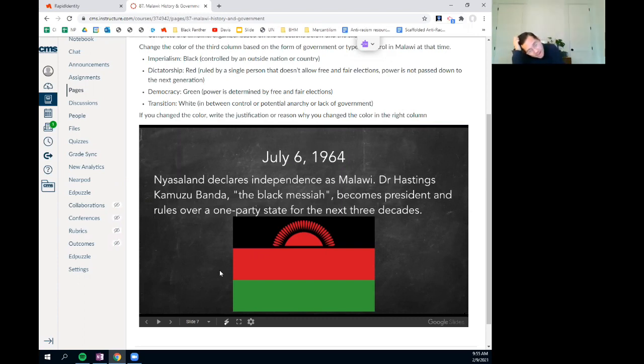What do you think? Yeah, why red? What clues here tell us that this needs to be red? What clues do you see in here that this becomes more of a dictatorship at this point? One person ruling, right? One party system, only one party. You don't have opposing parties in elections. And this person ruled for how long? Dr. Hastings Kamuzu Banda, how long? 30 years, okay? So we're going to shift that, right? So we've got to change that.